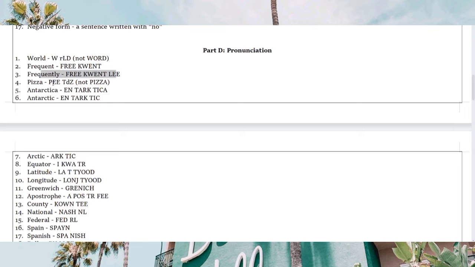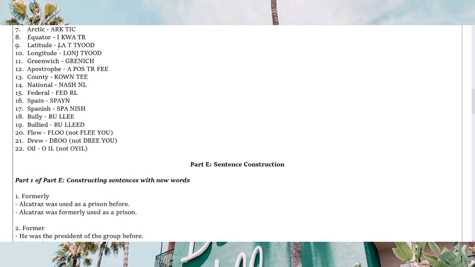4 is pizza. Pizza. It's not pizza, or something else. Pizza. Please get it right. And 5, Antarctica. 6, Antarctic. 7, Arctic. 8, equator. 9, latitude. Make sure you say the tude. And 10, longitude. Tude. And 11, Greenwich, not Greenwich, Greenwich.